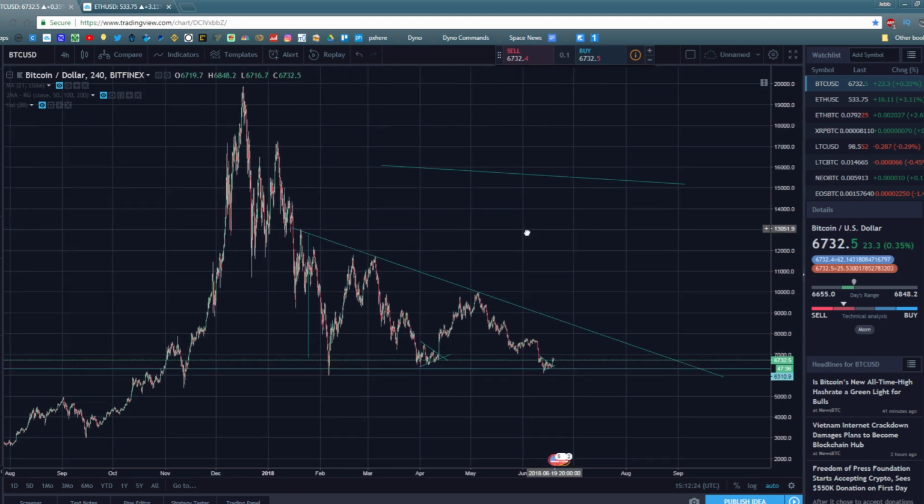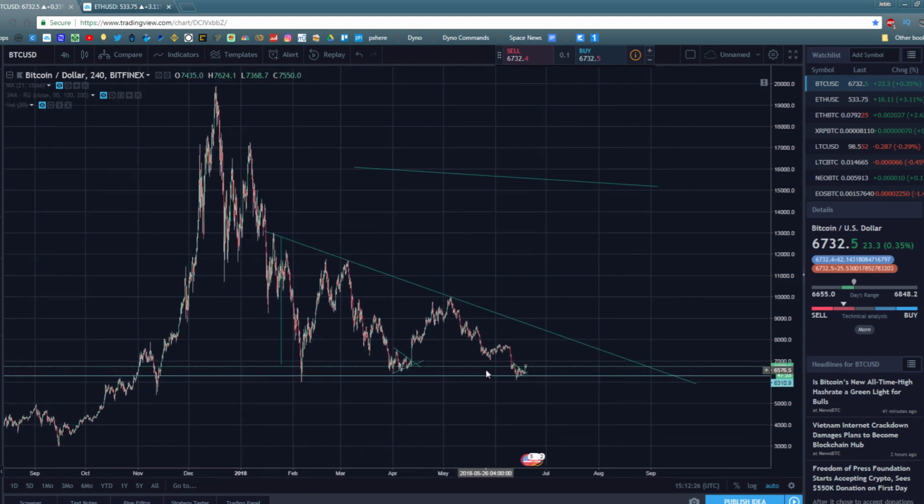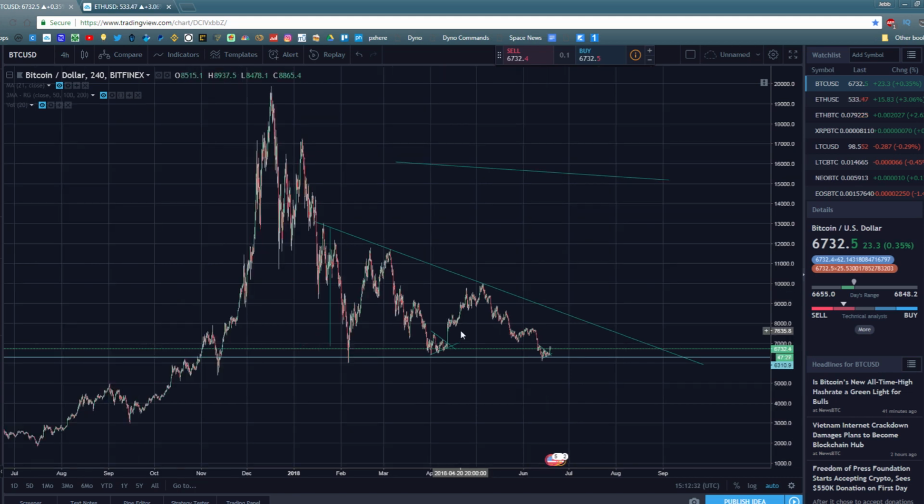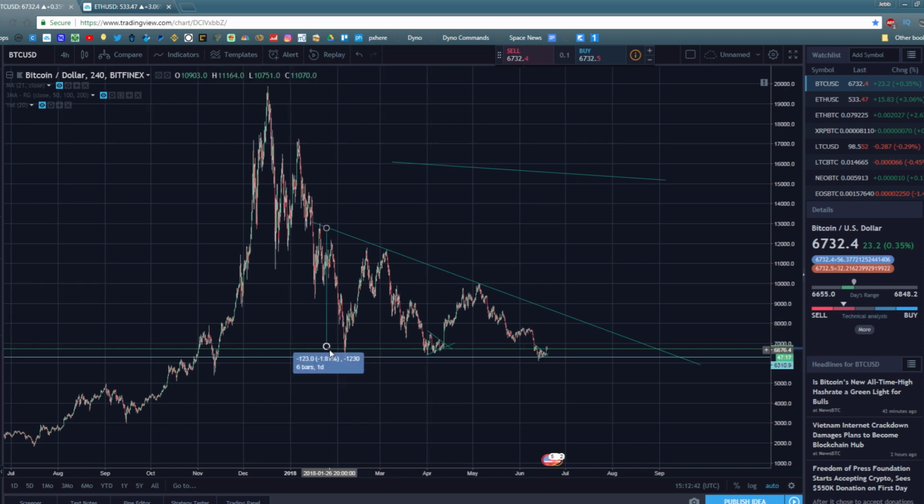But we are in this descending triangle pattern. It's either a descending triangle pattern or a falling wedge. We're going to talk about wedges in a second. But if this is a descending triangle pattern and this is a continuation pattern like we talked about, Bitcoin should be expected to break bearish out of this. And also you can use a price target here. You could use a price target by drawing this out.